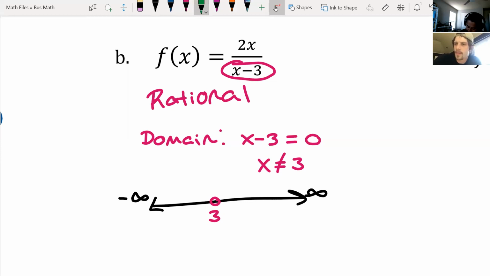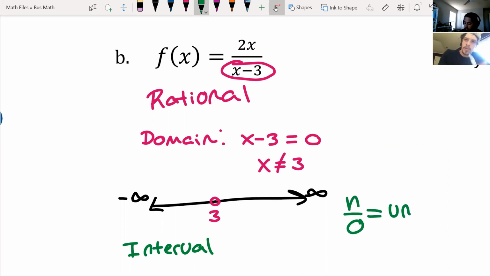Does that mean that when it's 3, there's multiple y, so it's not a function? Oh no, it's a function. Just what we're saying is that when x is 3, the whole function is undefined. Because remember, any number over 0 is always undefined. So it exists everywhere else except at 3, when x is 3. Okay.